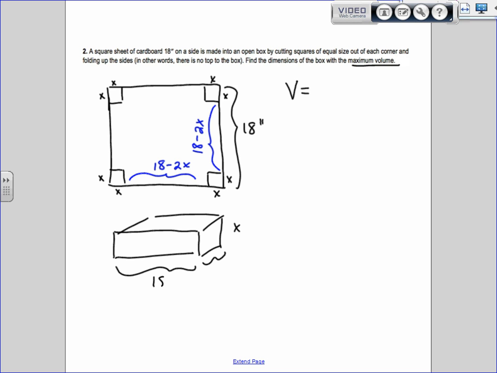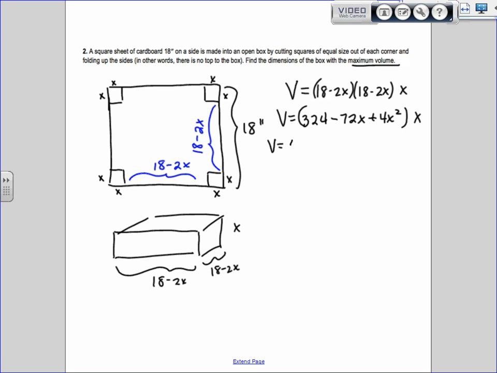All right, so that means we have 18 minus 2x times 18 minus 2x times x for our volume. So we could multiply it out. Do you guys know 18 squared? 324. So 324. We have minus 36x minus 36x, so minus 72x, and then plus 4x squared. And then we're going to multiply that x in. So your volume is going to be 4x cubed minus 72x squared plus 324x.